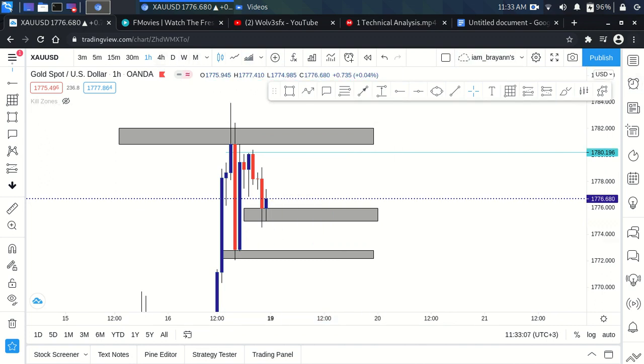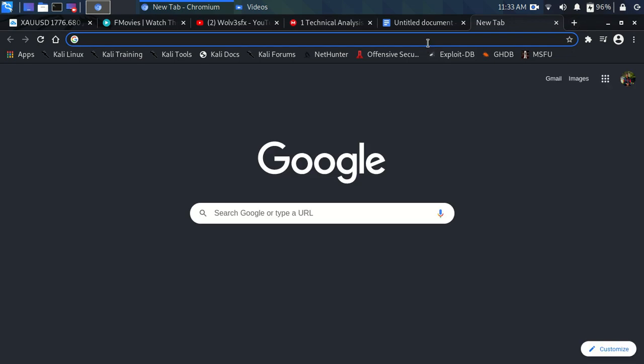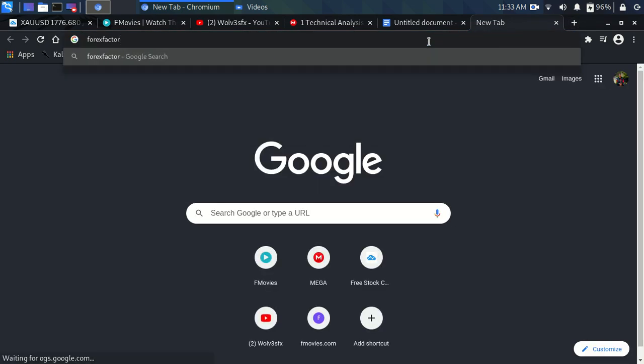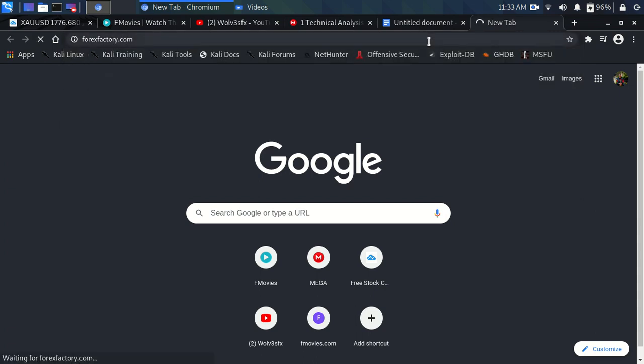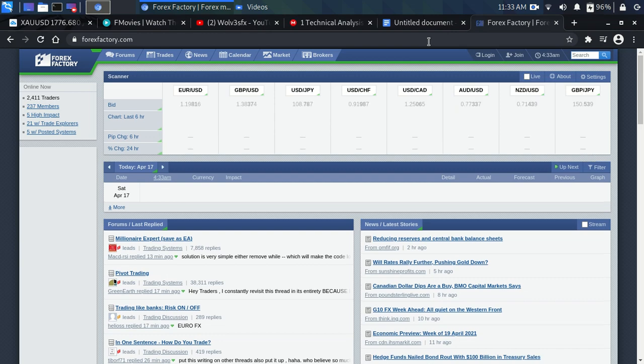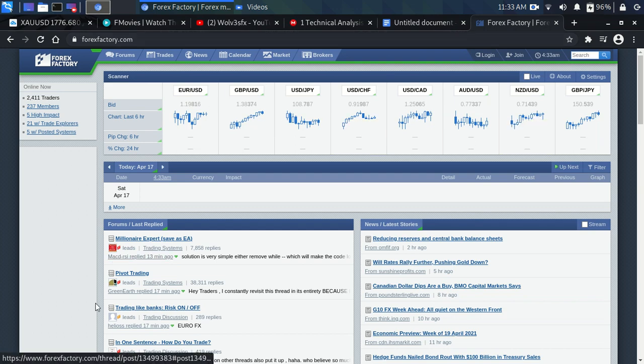Yeah, that's how you basically do your technical analysis. So moving forward to the fundamental analysis, you'll come to Forex Factory. This is the site I use for my fundamental analysis. So let's wait for it to load. So in the fundamental analysis, you come to this site, check for news. You can move to the calendar.